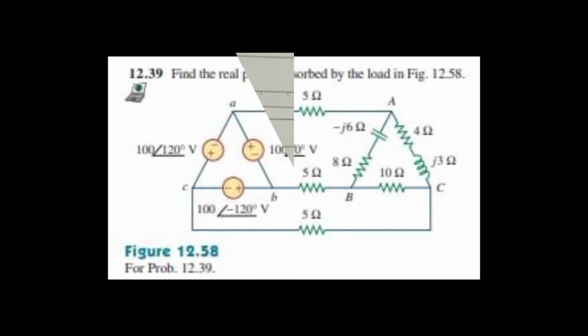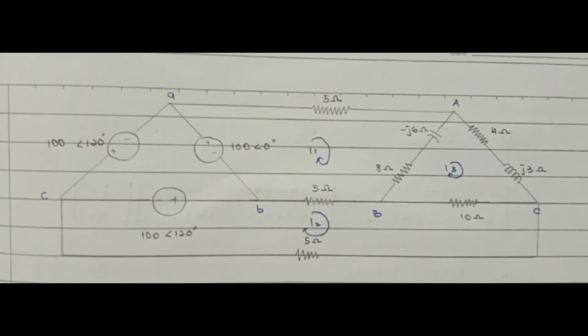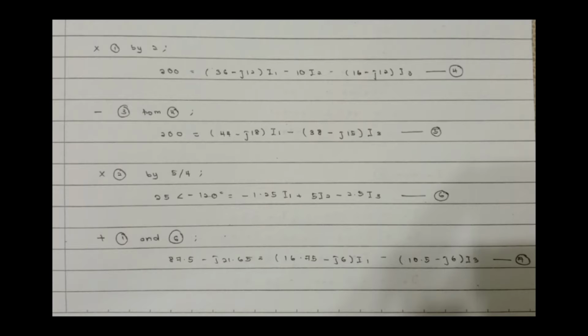Here is the circuit. I have redrawn the circuit, identified the meshes, and assigned the current to each mesh in a clockwise direction. Here is the calculation using the mesh method. I've done mesh 1, mesh 2 and mesh 3 and come out with equations 1, 2 and 3 by applying KVL.